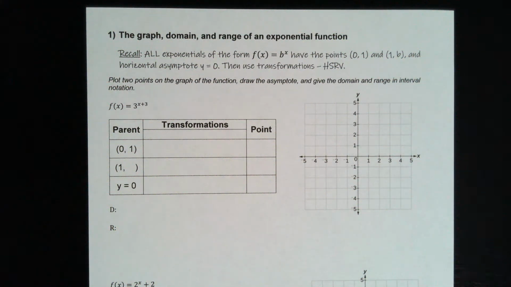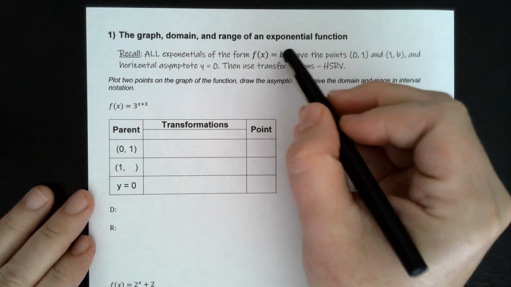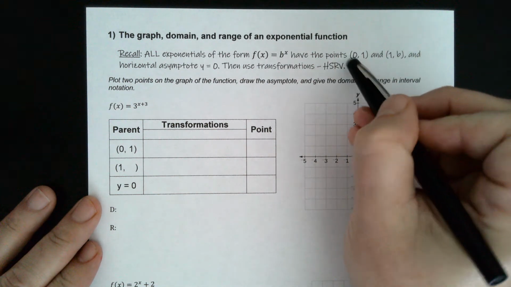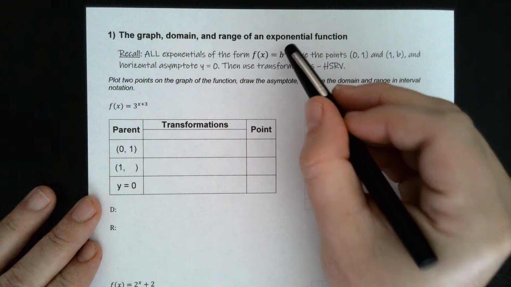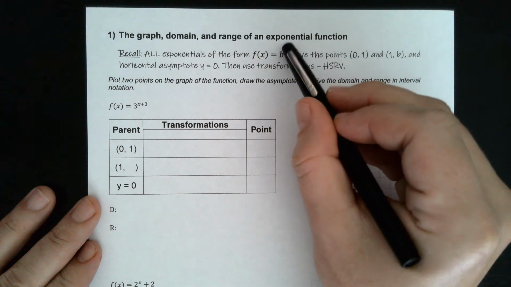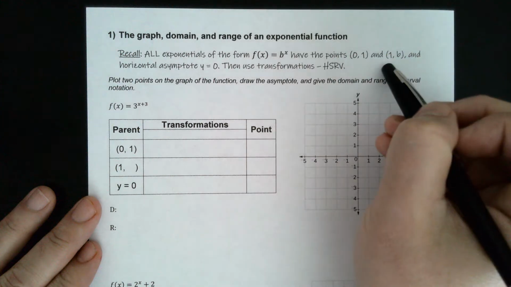In this problem, we're going to be talking about the graph, the domain, and the range of an exponential function. So let's recall that anything of the form f of x equals b to the x power has the points (0, 1) on it, because we're putting a 0 into the exponent. Anything to the 0 power is 1. And (1, b), which means we're putting a 1 in the exponent, and anything to the 1 power is just itself.